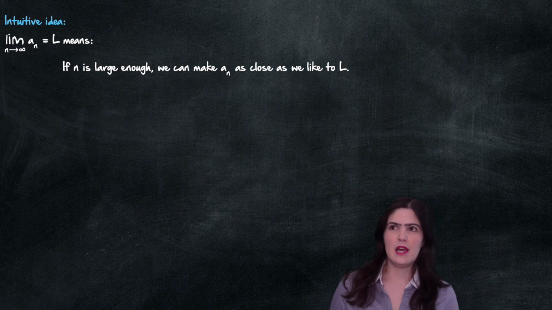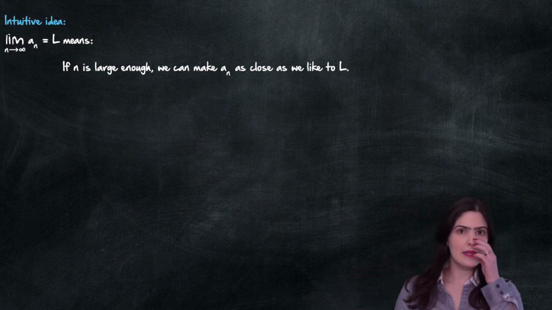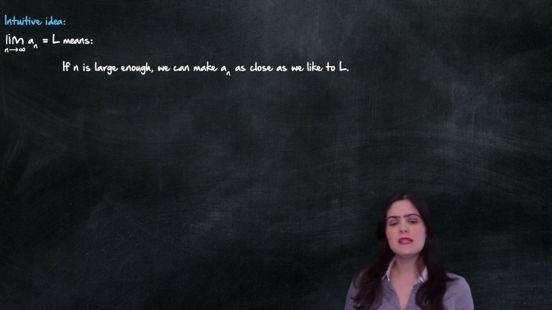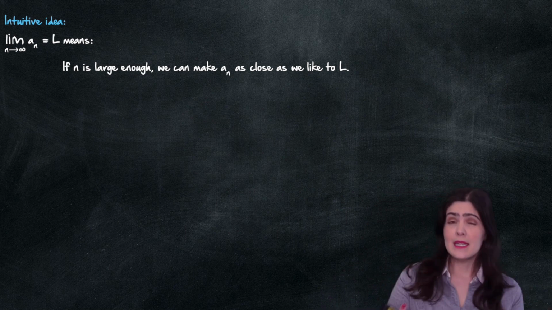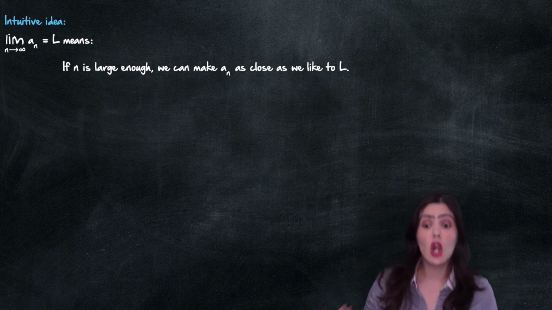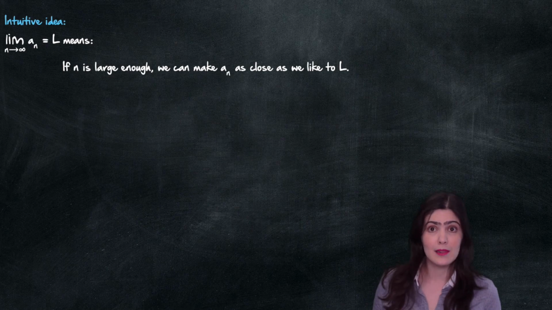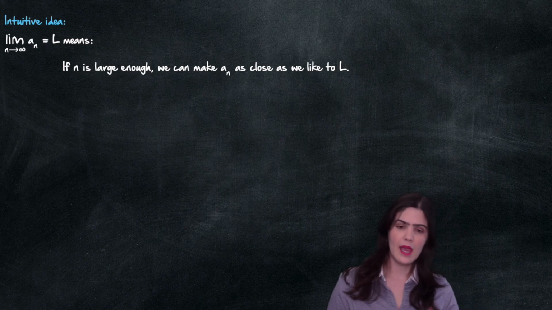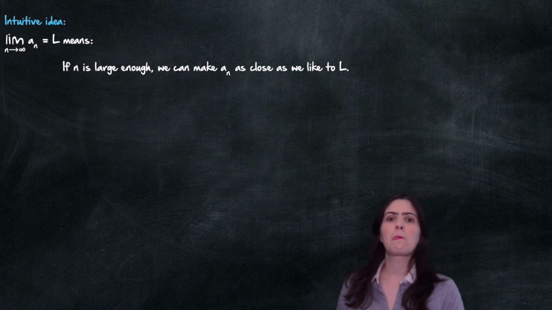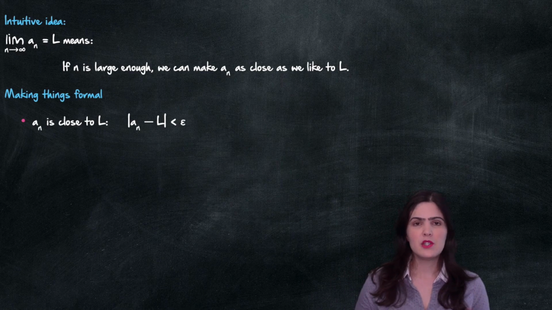So the intuitive idea of the limit of the sequence a_n as n approaches infinity equals L means that if n is large enough, we can make a_n as close as we like to L. Okay, so if n is large enough, we can make a_n as close as we like to L. Good, but then we need to understand what this means.